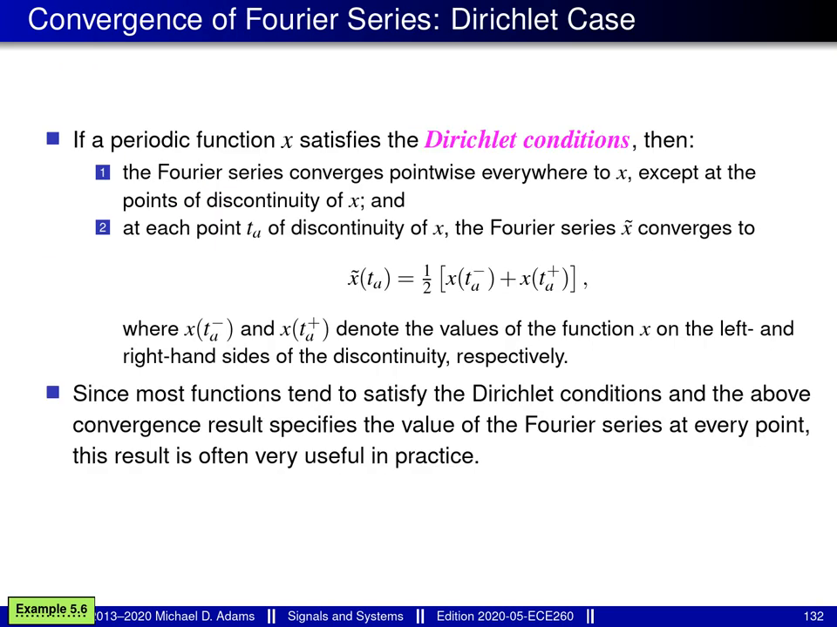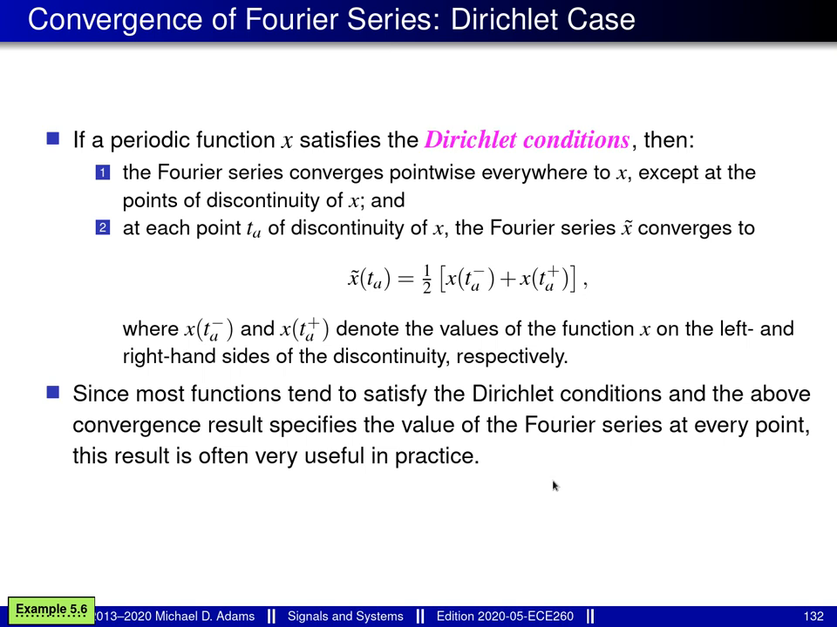The last convergence result that I need to present for Fourier series relates to functions that satisfy the Dirichlet conditions. So if a periodic function x satisfies the Dirichlet conditions, then there are a number of things that we can say about how the Fourier series for the function x converges. In particular, the Fourier series for the function x will converge pointwise everywhere to x, except at the points of discontinuity of x. And furthermore, at each point of discontinuity of x, which we denote by TA here, the Fourier series will converge to the average of the left and right limit of the function x at that point of discontinuity.